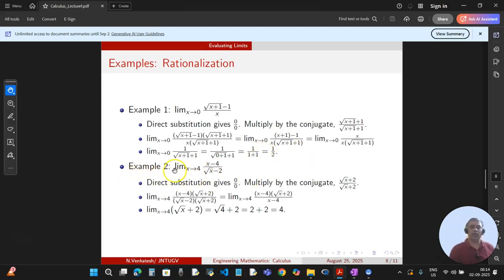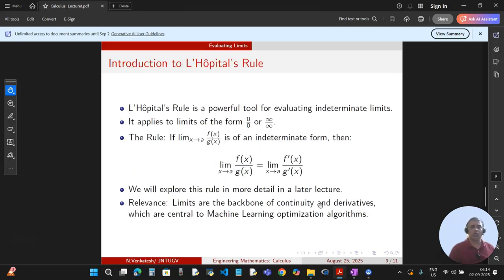So if you substitute x as 0, you are going to get 1 by 2. Similarly, when you have another example, limit x tends to 4, (x minus 4) by (square root of x minus 2). For square root of x minus 2, the conjugate form is square root of x plus 2. So if you do that, then you are going to get an answer as 4.